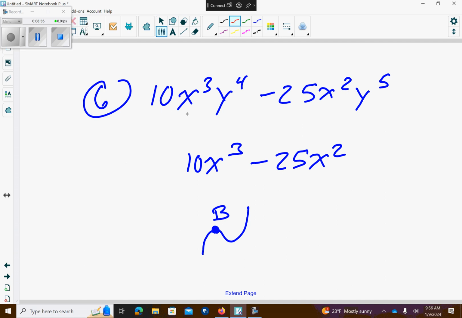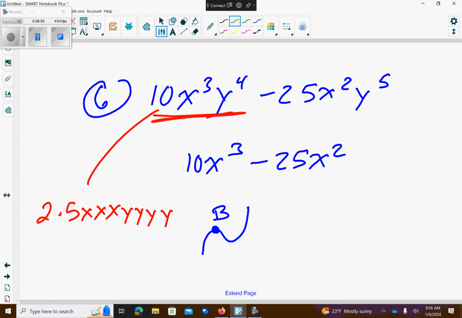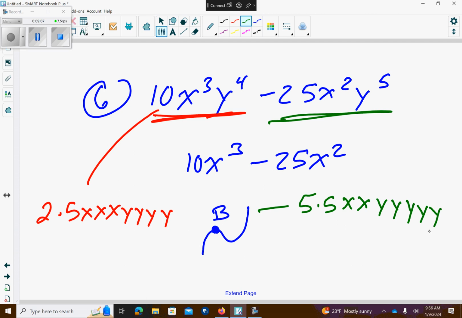When you have multiple letters in there, break things down. 10 is the same thing as 2 times 5. Agree? X to the 3rd is x, x, x. Agree? Y to the 4th is y, y, y, y. So that's the exact same thing as this if I multiplied it all back together. Then if you take a look at this, you realize you have a minus sign. 25 is the same thing as 5 times 5. X squared is x, x. Y to the 5th is y, y, y, y, y.